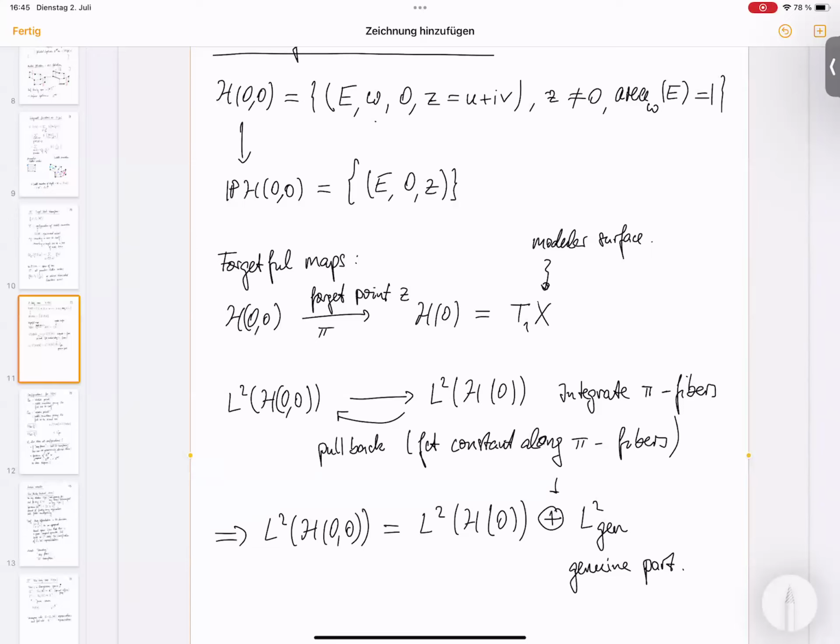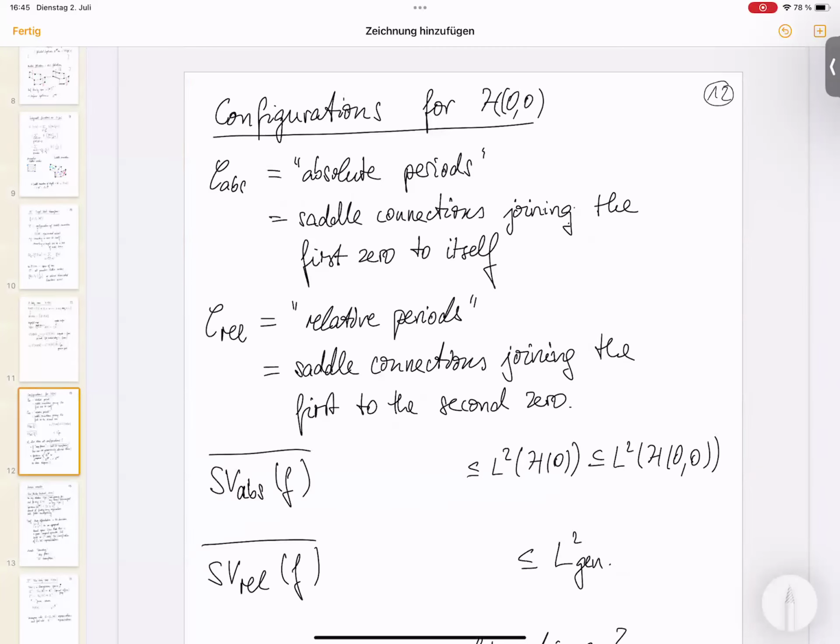And so this means that inside the L2 space of H00, I have a copy of the L2 space of the modular surface. Since that is very well studied, what is left, I declare to be the genuine part, and I call it just L2 gen. It is the orthogonal complement of that space.